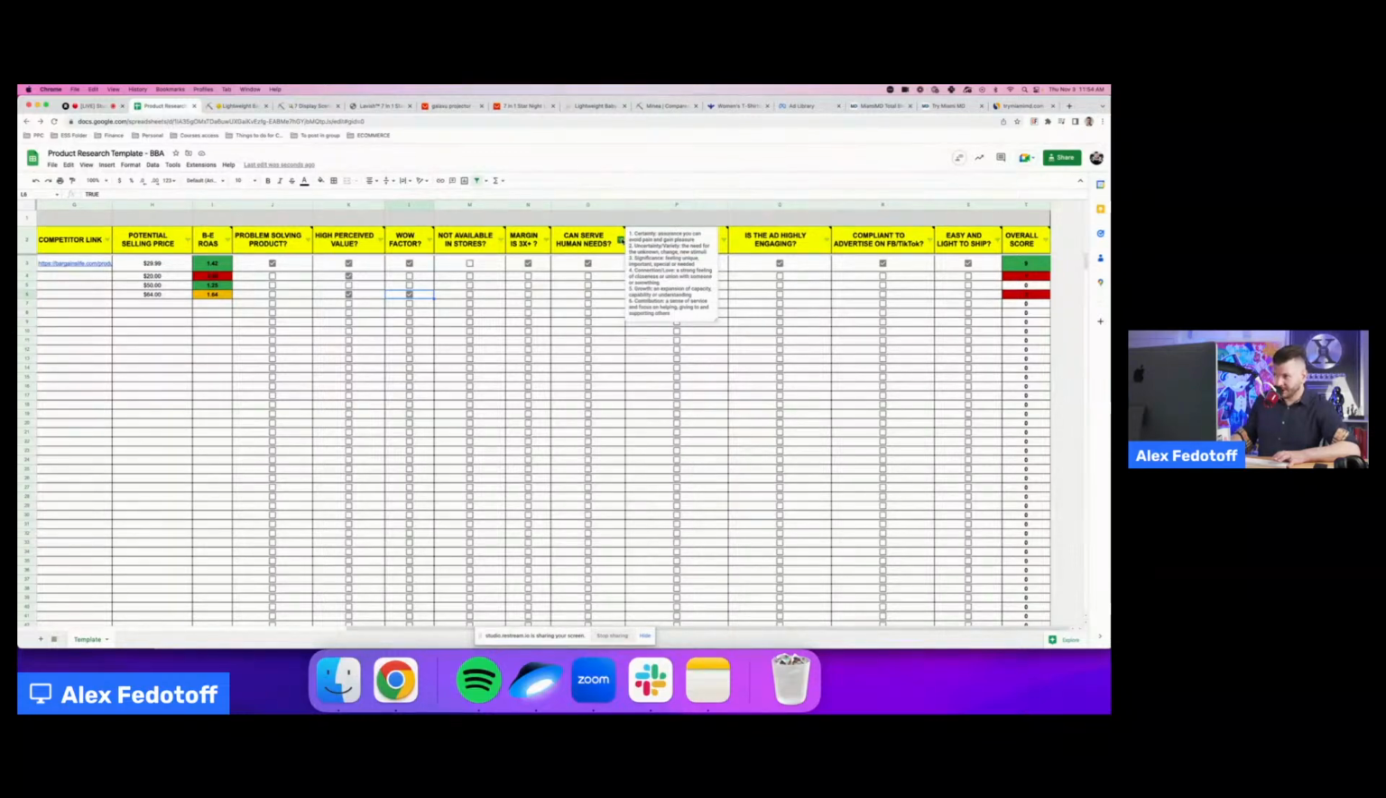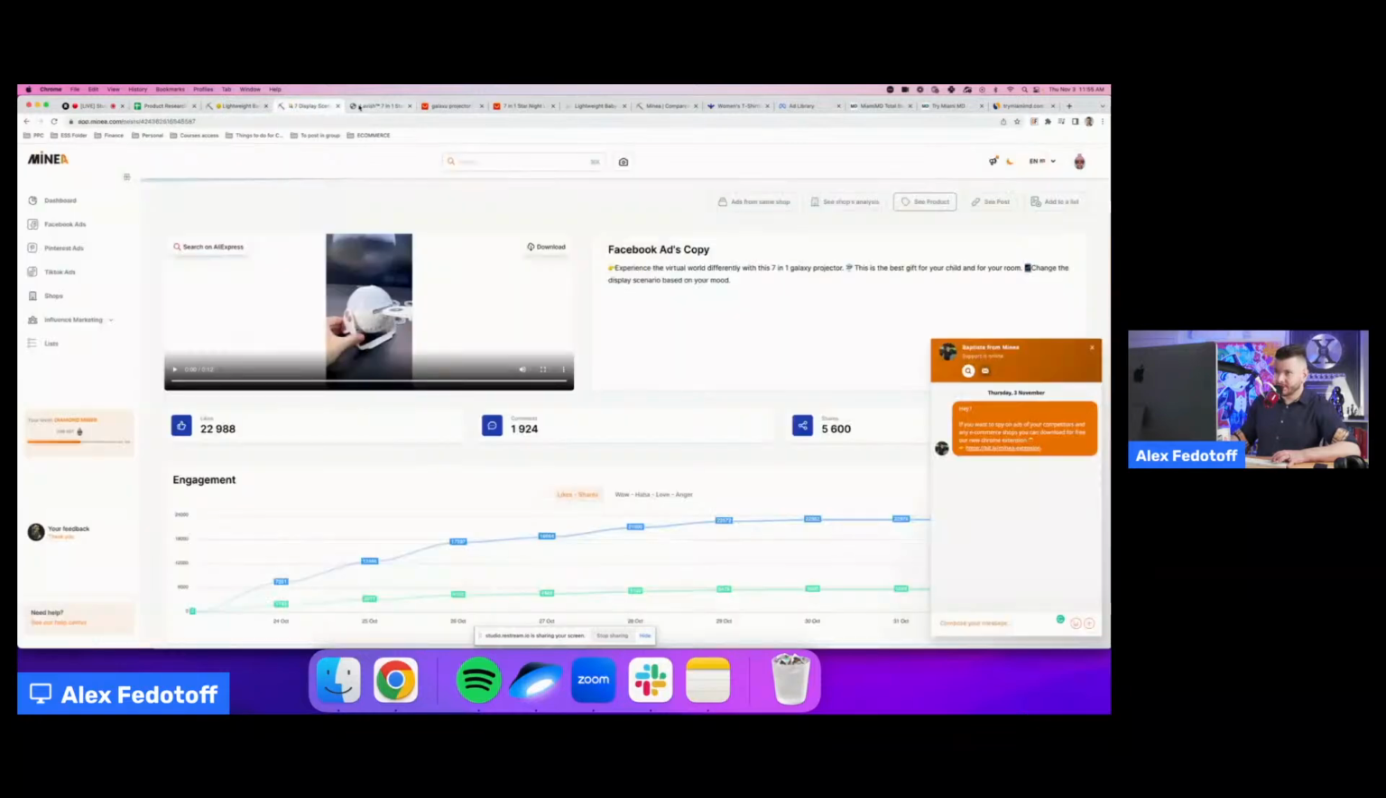There are certain human needs, like certainty, uncertainty, significance, connection, growth, contribution. It's not really serving any of those. It just makes you feel good for a second, or makes you calmer, or maybe you will sleep better. I don't know. Can you use emotions to sell it? Yes. You can sell the reaction of someone who is getting that product as a gift, and they're wowed and very happy. So that's something that you can use here to sell it. Is the ad highly engaging? Let me see here.